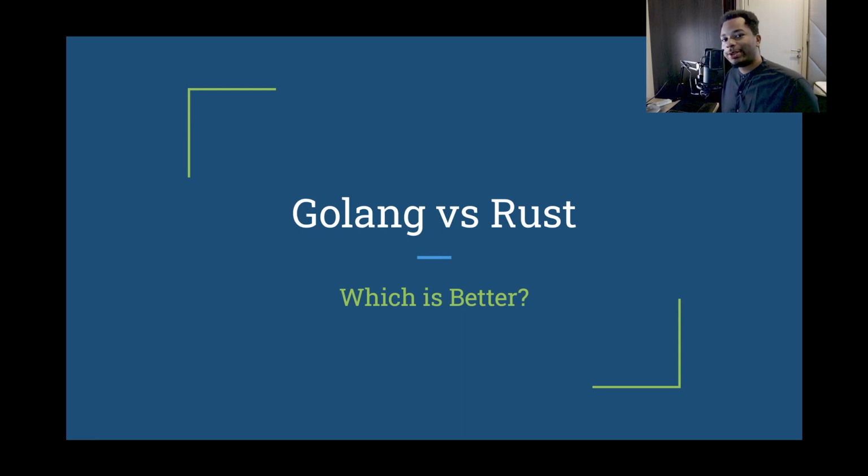It's Ryan here, and today we're going to talk about the Go language versus the Rust language, and which one is better. Because no two languages can coexist and be complementary. There's got to be one that's better, right?